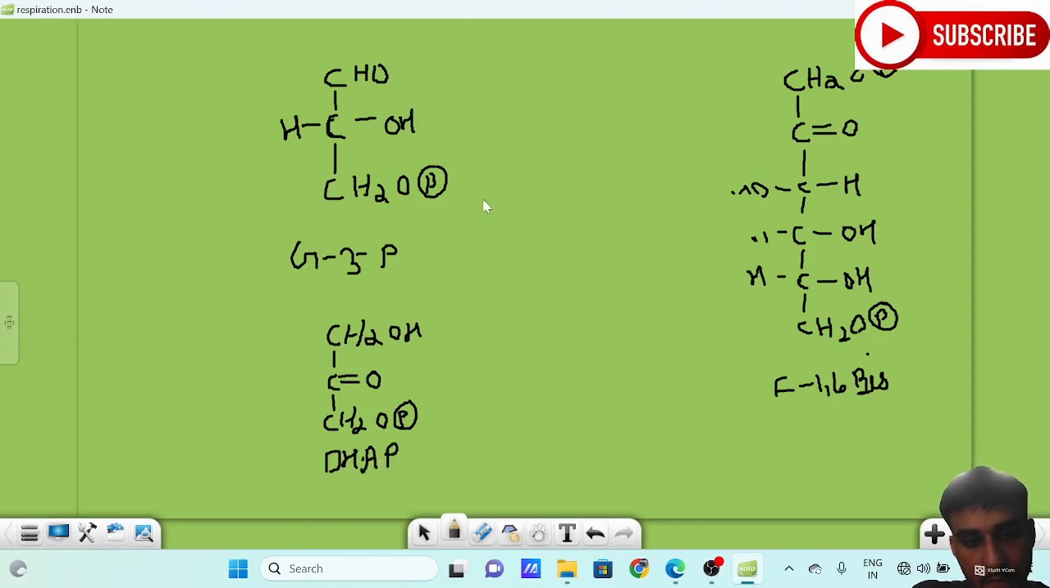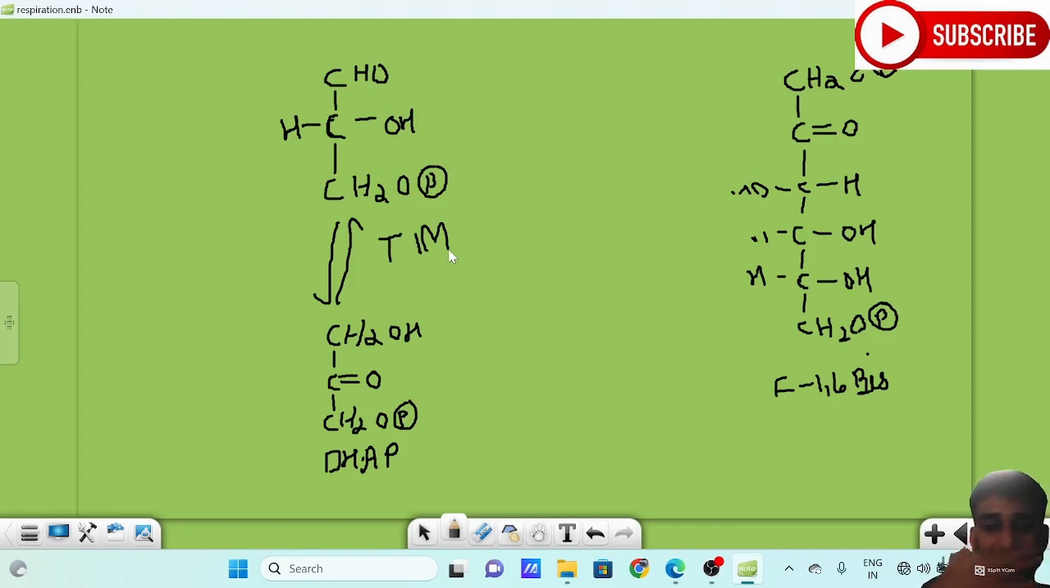So they both are isomers. Yes, they are isomers. This is the aldose form, this is the ketose form. They are 3 carbon molecules. So they exist in an isomeric form. I will write they exist in equilibrium, and they can be interconverted with the help of an enzyme known as TIM. TIM means triose phosphate isomerase enzyme. So it is an isomerase enzyme, TIM.